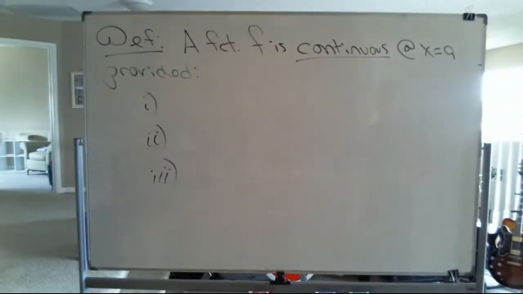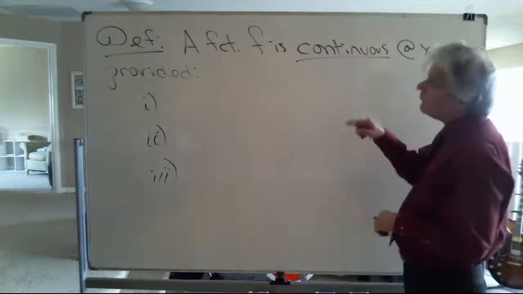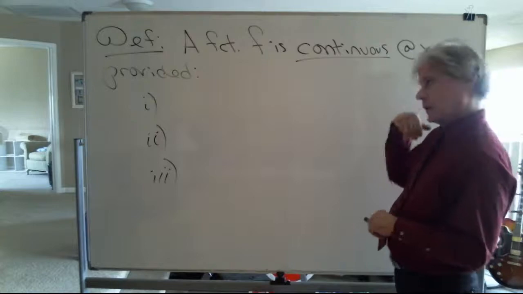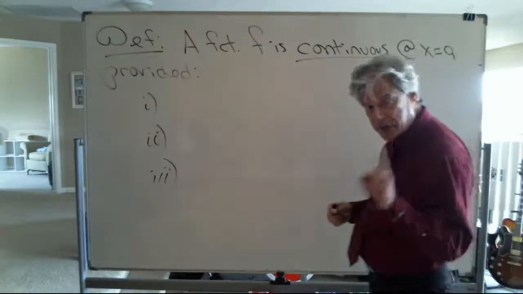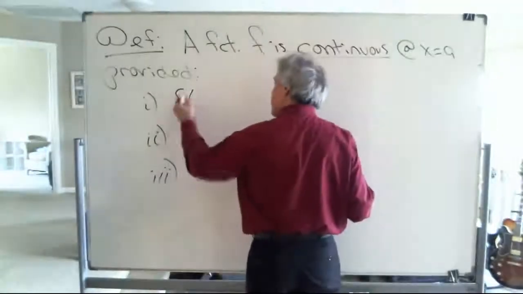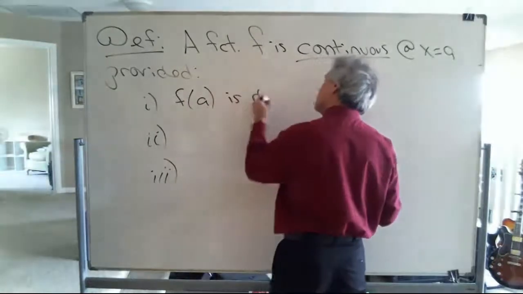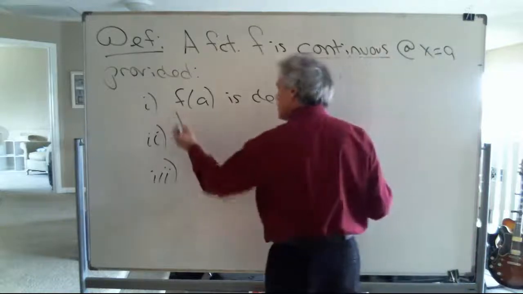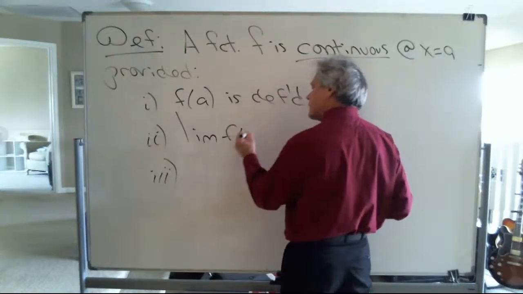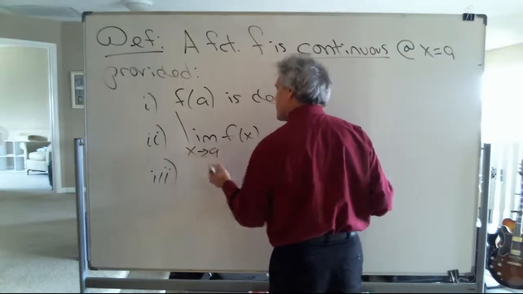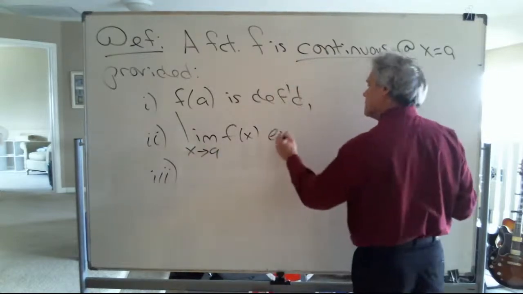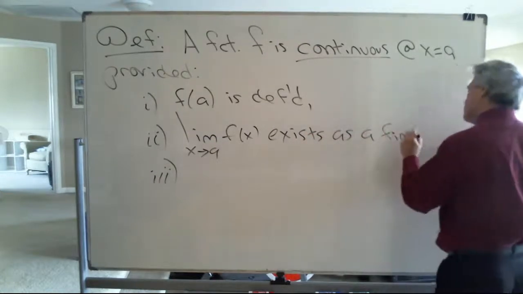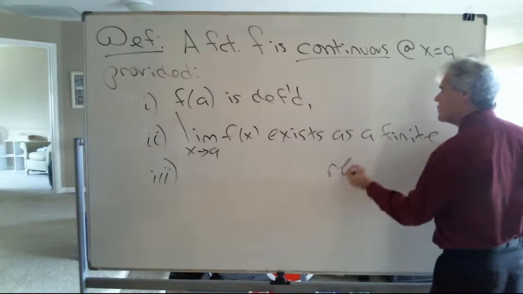So I have a definition for you. Formal definition. A function f is continuous at x equals a, provided these three criteria are being met. Number one, f of a is defined. Number two, the limit of f of x as x approaches a exists as a finite real number.